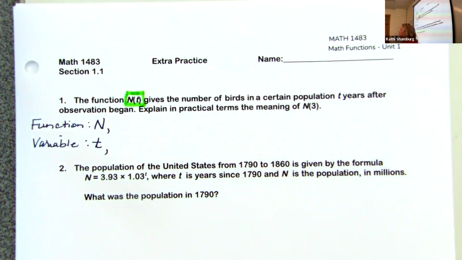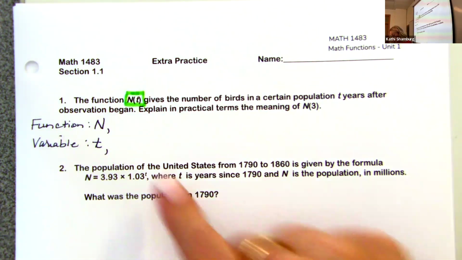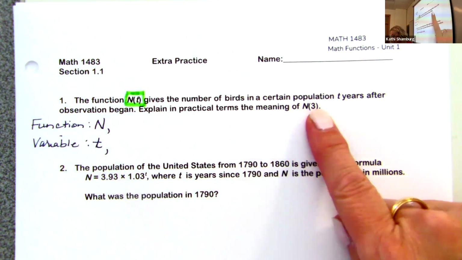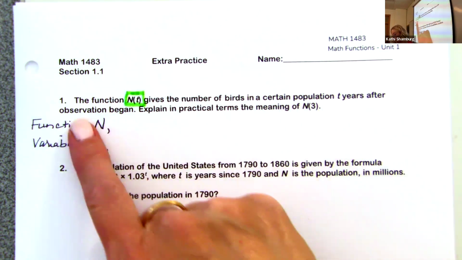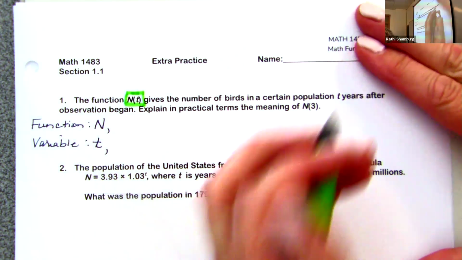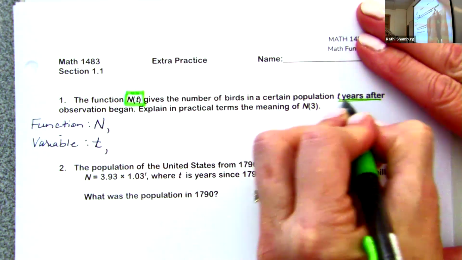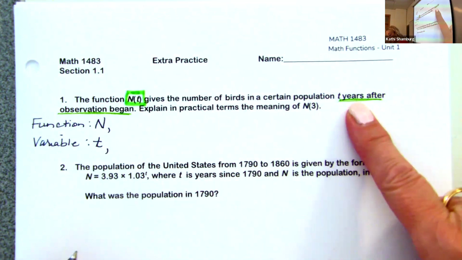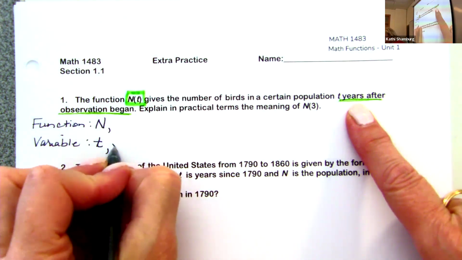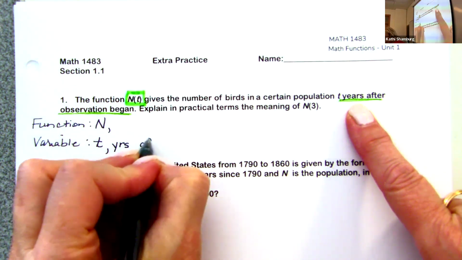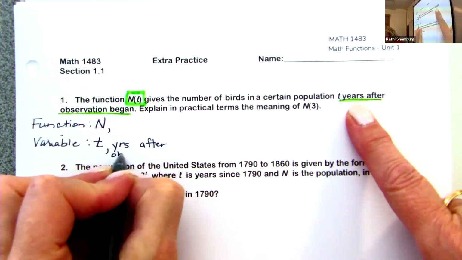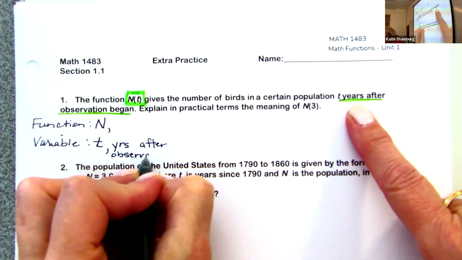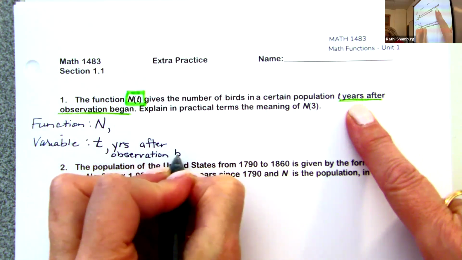Now what I'm going to do is go on a hunt to see how to define those. It reads, the function gives the number of birds in a certain population t years after observation began. Oh man, they were really kind. T years after observation began, there's my lowercase t. I can go, oh, the variable is years after observation began.